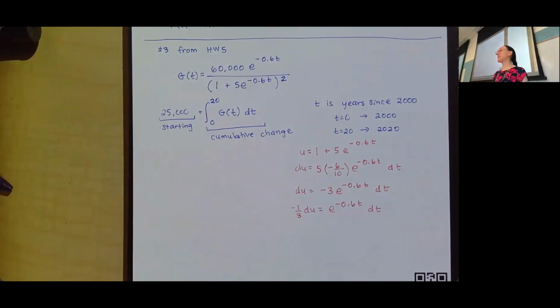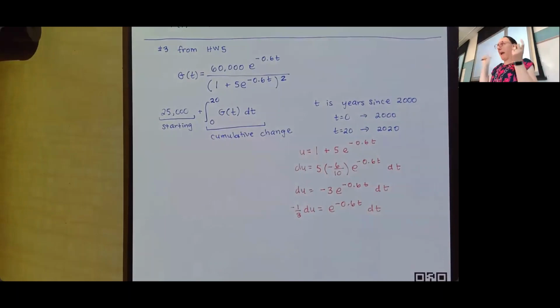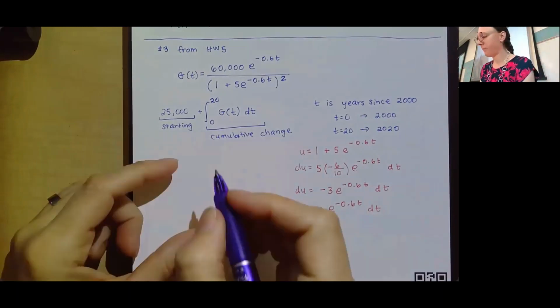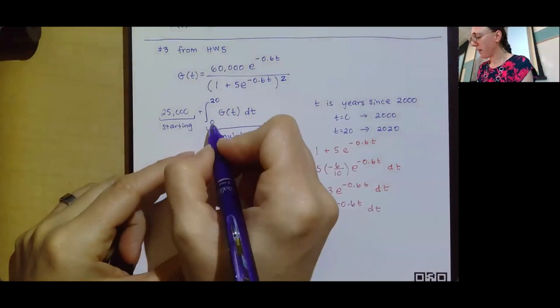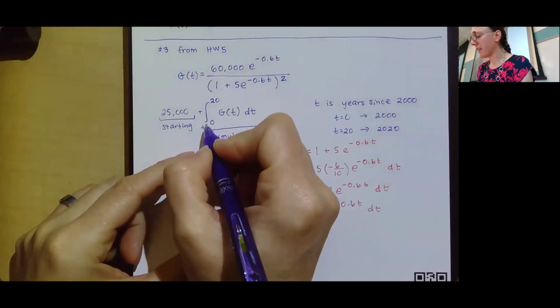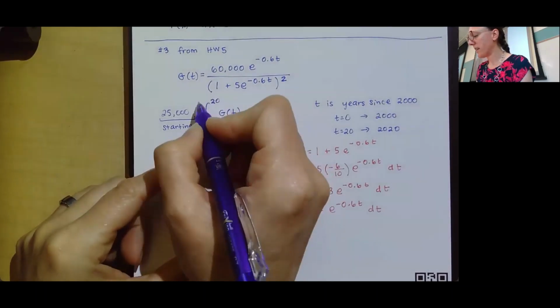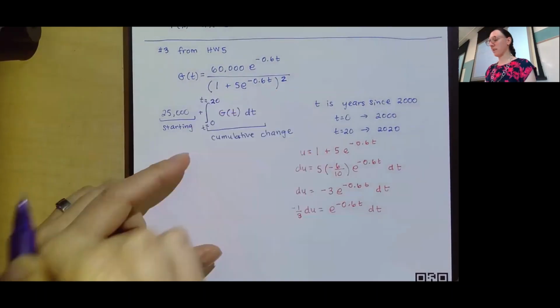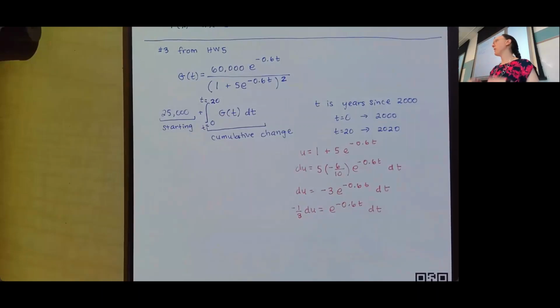Now there's another piece to translate. And this one's a little bit subtle, but back to that idea of what happens to the d something, dx, dt, du notation. The way this is written, that 0 corresponds to t equals 0. And that 20 corresponds to t equals 20. But when I write the u substitution and I translate this to the language of u's, I also need to translate the bounds.